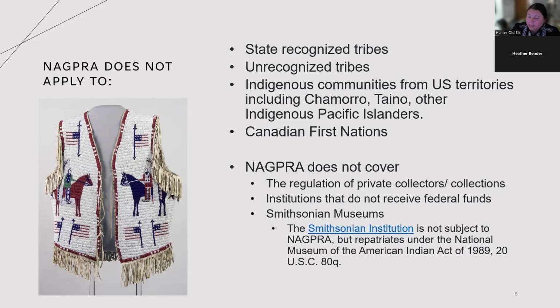But NAGPRA does not apply to, nor are these communities eligible to use NAGPRA for repatriation: state-recognized tribes, unrecognized tribes, and indigenous communities from the U.S. territories. Those would be indigenous communities like the Chamorro of Guam, the Taino people of Puerto Rico, or other indigenous Pacific Islanders, like American Samoa. Those are indigenous communities, but they do not have the power to use NAGPRA. Lastly, there are Canadian First Nations.